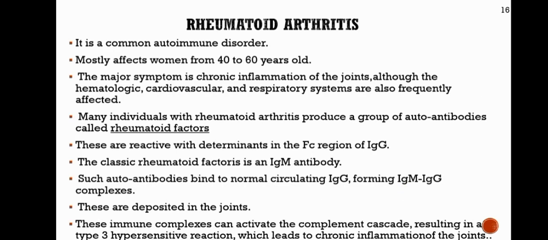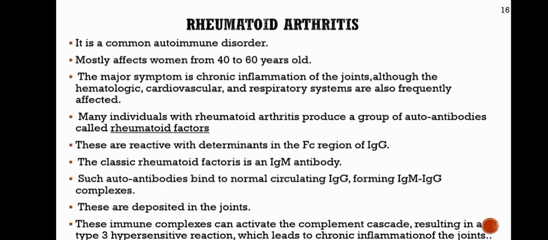Rheumatoid arthritis. It is a common autoimmune disorder. It mostly affects women from 40 to 60 years old. The major symptom is chronic inflammation of the joints, although the hematologic, cardiovascular, and respiratory systems are also frequently affected. Many individuals with rheumatoid arthritis produce a group of autoantibodies called rheumatoid factors. These are reactive with determinants in the Fc region of IgG.